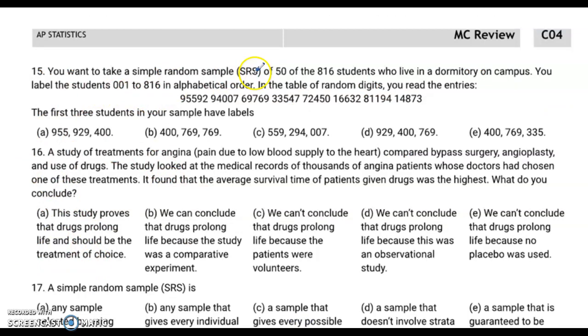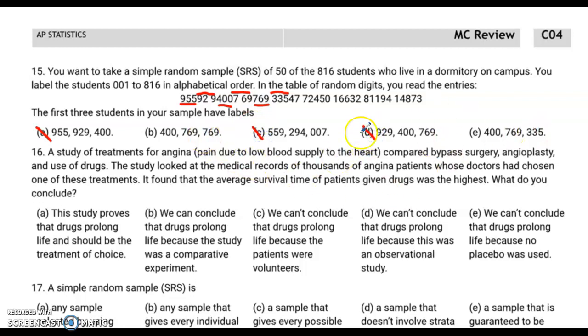For question number 15, you're supposed to take a simple random sample of 50 of the 816 students in the dormitory. Here are the entries in that table of random digits, and remember we're looking for 3-digit numbers. We're going to go through this procedure one more time. I showed this in the first video, so I'm going to simply make the underlines for you now. Looking at it here, we're skipping all the numbers that are above 816, so 955 and 929 are out. 400 is the first one, and I got a 769, that's the second one. So my first two are 400 and 769, so it's definitely not 955, definitely not 559, and definitely not 929.